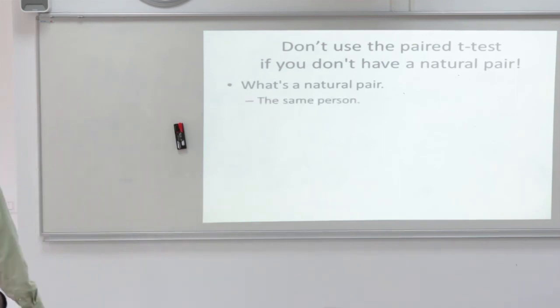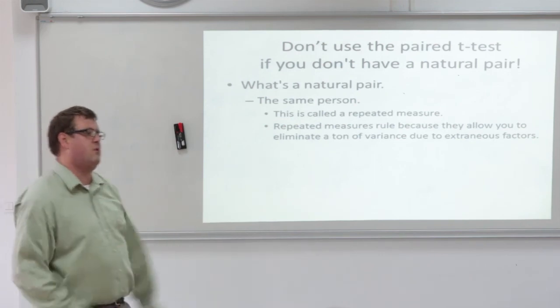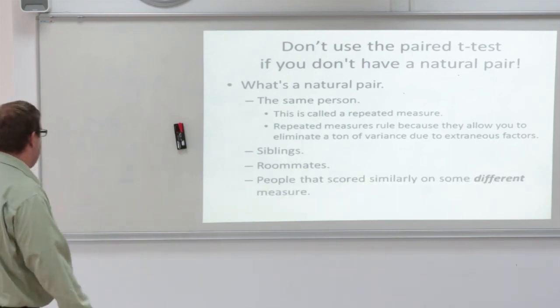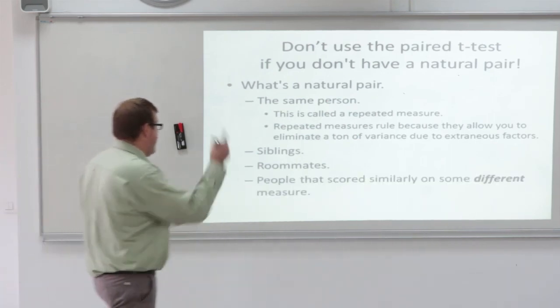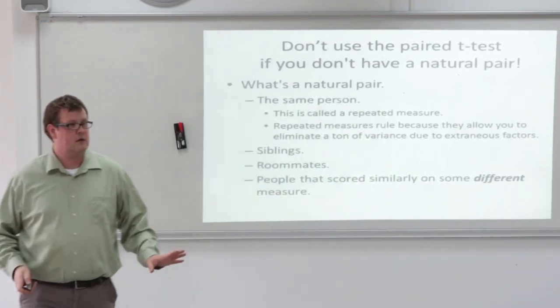You can use lots and lots of stuff. You can use the same person. This is called repeated measures, and this is my favorite way to pair information. Siblings, roommates. Your roommates in the dorms, they are natural pairs. People that scored similarly on some different measure.